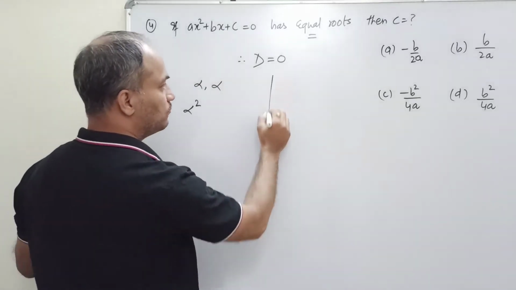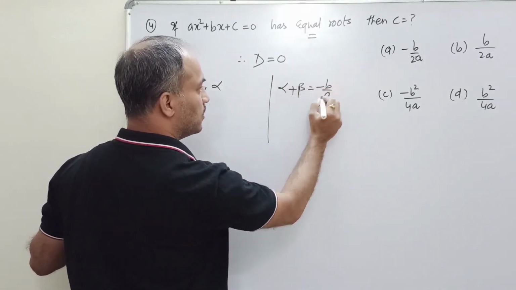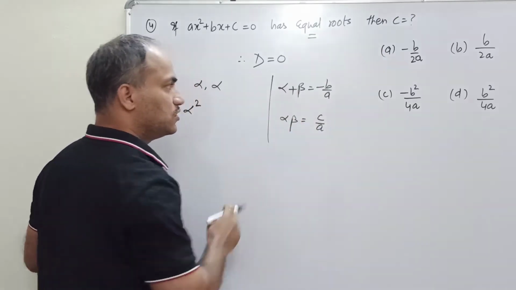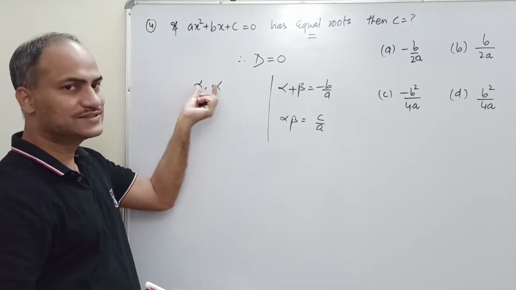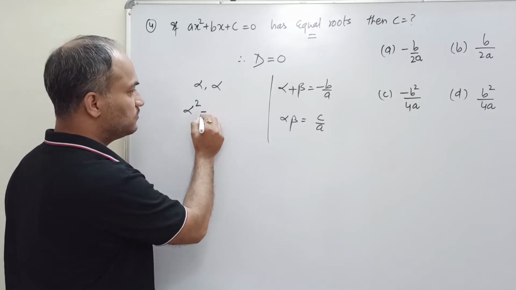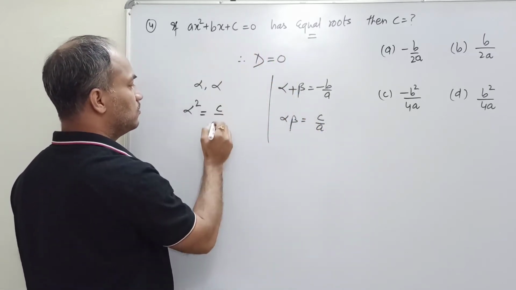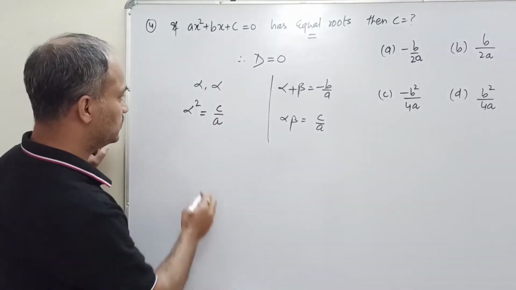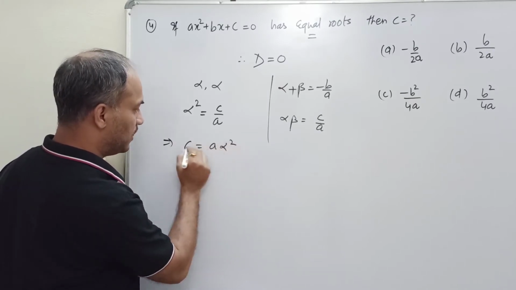Okay, we know that two formulae are there. Alpha plus beta is minus b upon a, and alpha into beta is c upon a. Okay, so I am using this formula now. Product of roots, since both are the same, so alpha into alpha becomes alpha square. This will be c upon a. Okay, so from here what we get? From here we get c is equal to a into alpha square.